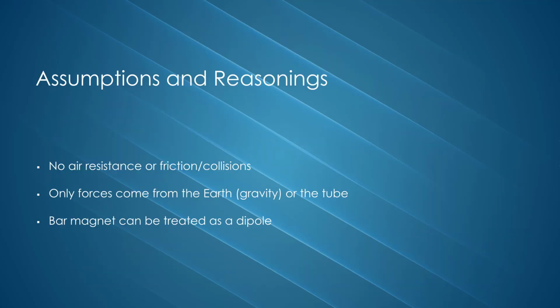Assumptions and reasonings. So for simplicity, we'll say that there's no air resistance, friction, or collisions, and we'll also say that the only forces we need to account for are gravity due to the Earth and from whatever we observe from the tube. And finally, we'll say that our bar magnet can be treated as a dipole.